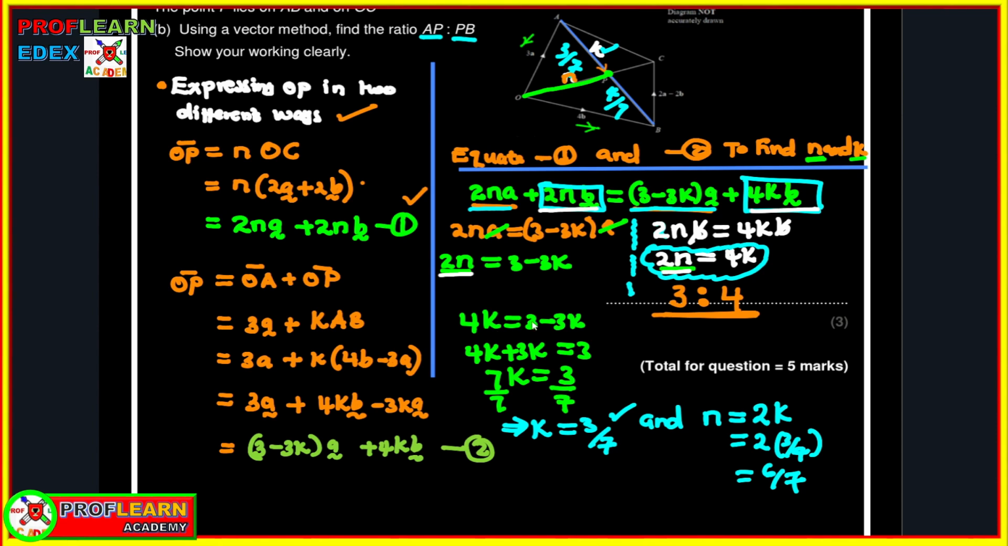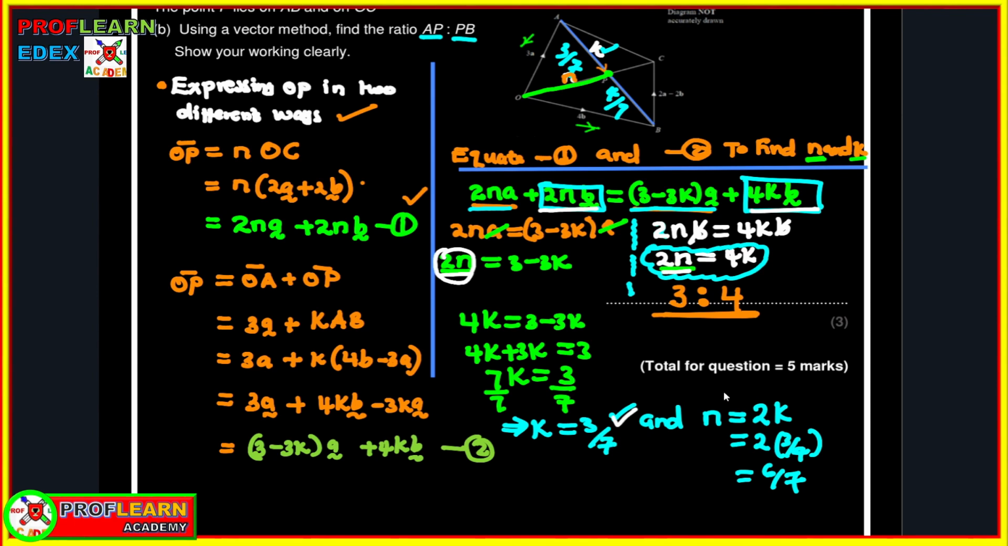Then I can equate the two, because 2n is equal to 3 minus 3k, or 2n equals 4k. So you can say 4k, because 4k represents 2n, is equal to this part. I'm just replacing this with 4k so that I can solve and get my value. My value of k is actually 3/7.